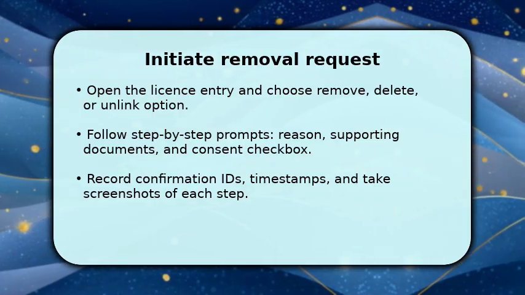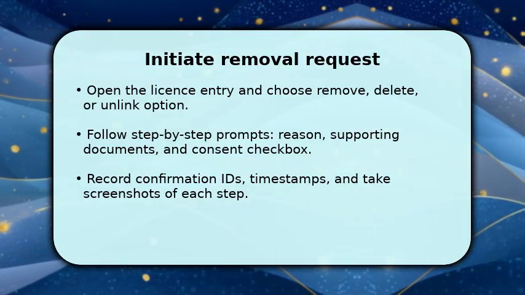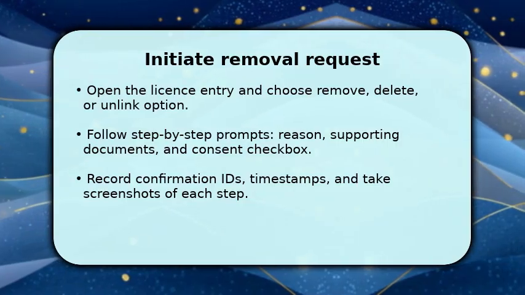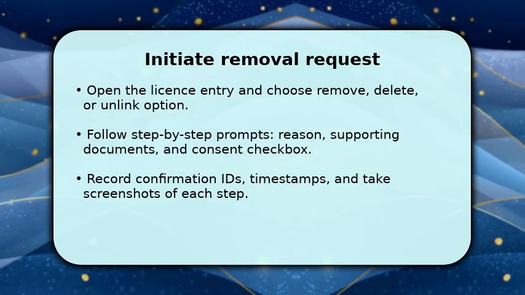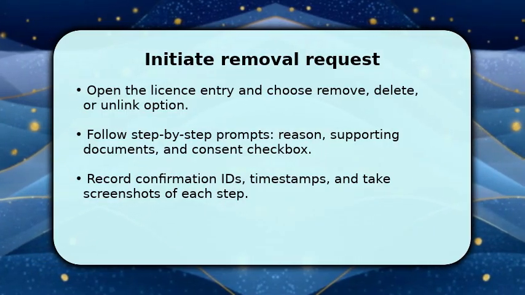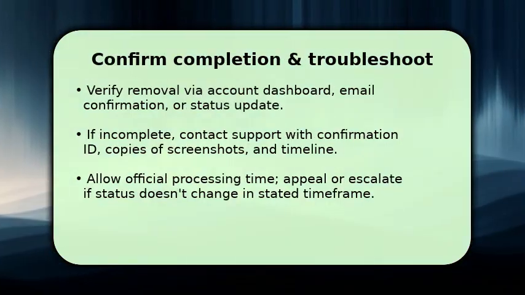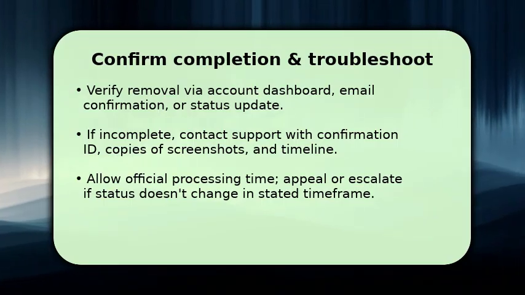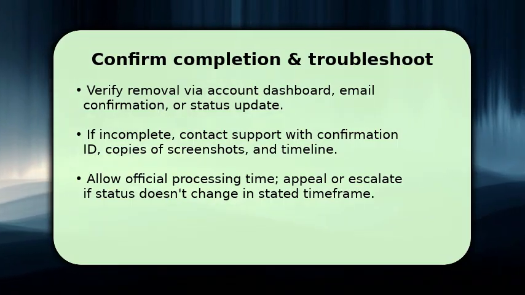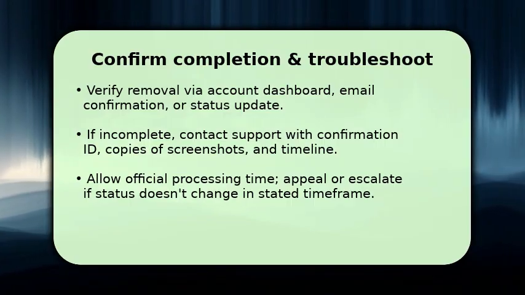Keep a screenshot of each screen and the final confirmation number. These records are crucial if the portal does not complete the action, or if a follow-up is needed by support or the issuing agency. You finish by verifying that the license no longer appears in your account and that you received an email confirmation. Check the dashboard or document history to be sure.